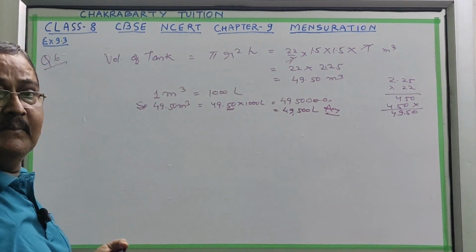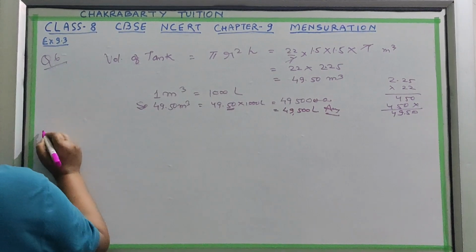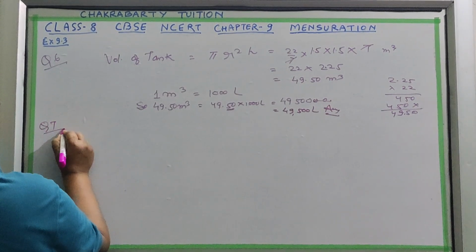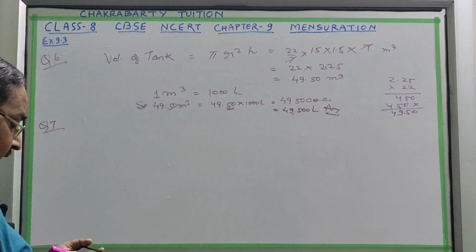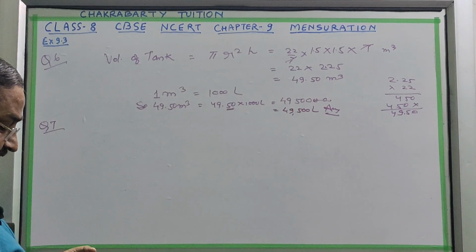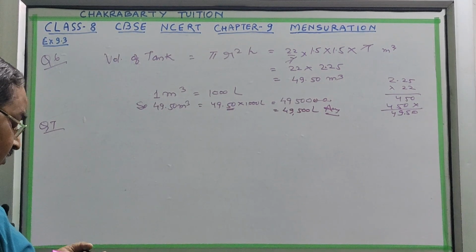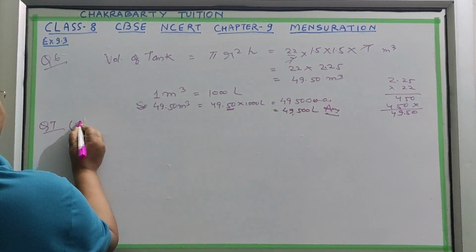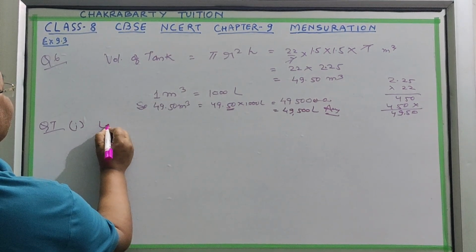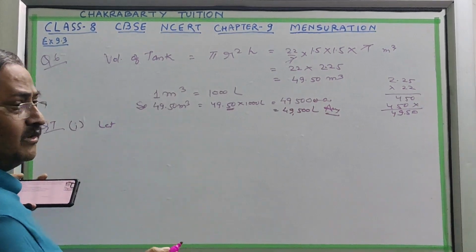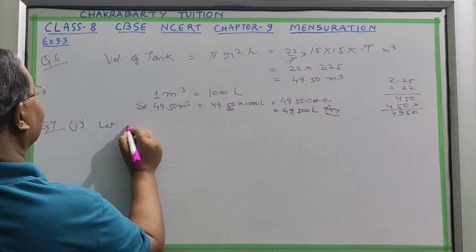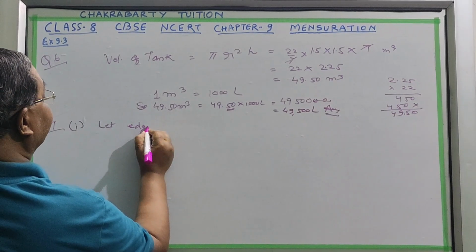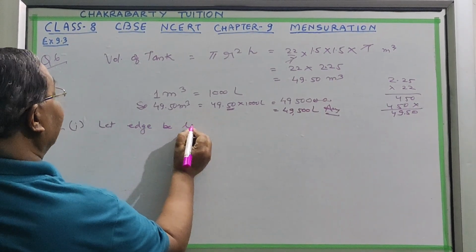Now we will go to question number 7. If the edge of a cube is doubled, how many times will its surface area increase? How many times will its volume increase? So first we will do the first part. Let the cube's length, the edge, we express as L. Edge means side. Let the edge be L.